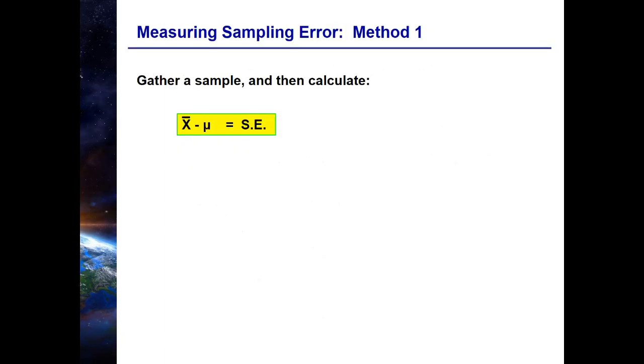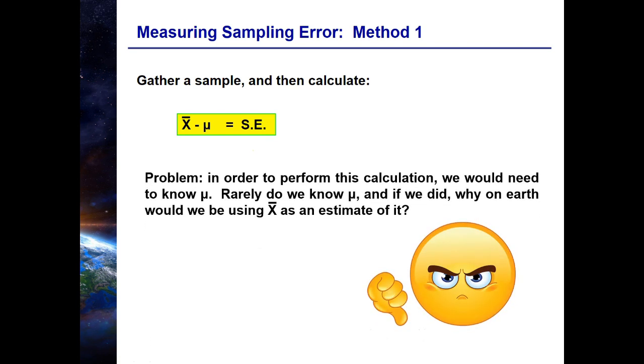So here's method number 1. Gather a sample and then just perform this calculation. In other words, take the mean of your sample, subtract the mean of the population, and the difference is your measure of sampling error. But you should recognize right now that there's a problem with performing this calculation.